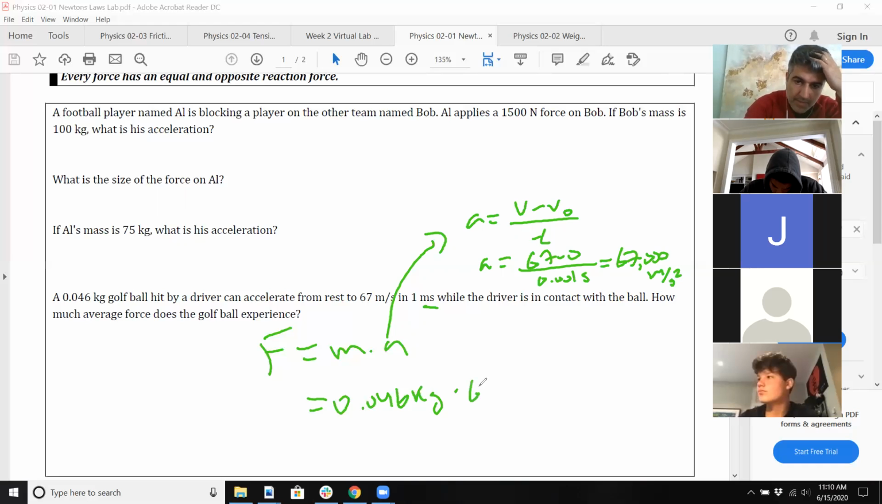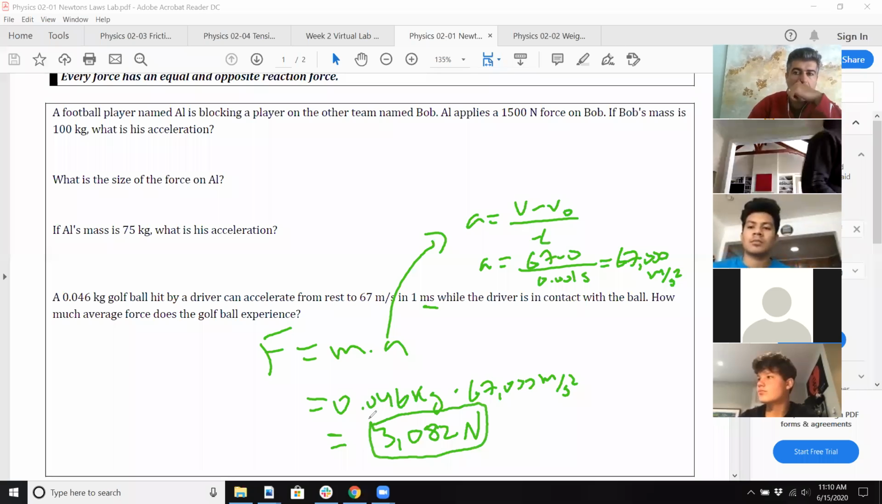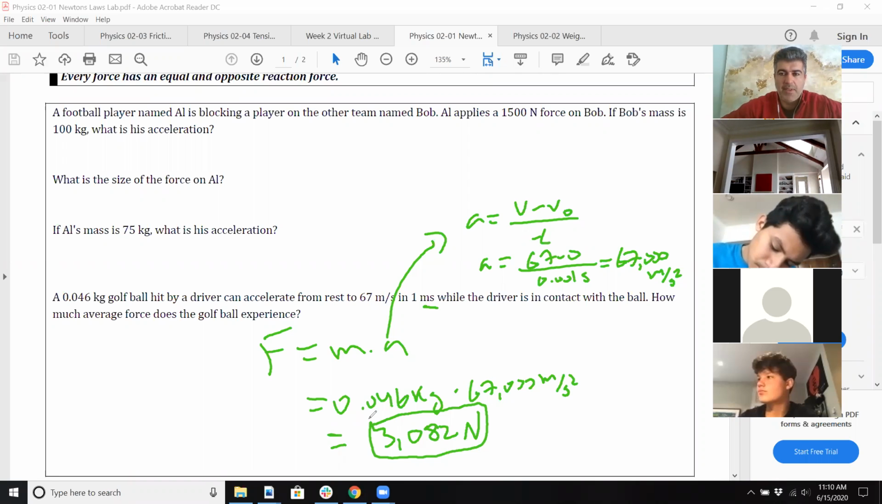And that's what I put over here. If I multiply by the 0.046, it's about 3,082 newtons. Which is a lot of force, which is why you never ever stand next to someone hitting a golf ball. That would not be a good idea. Okay, so that's the average force it experiences.